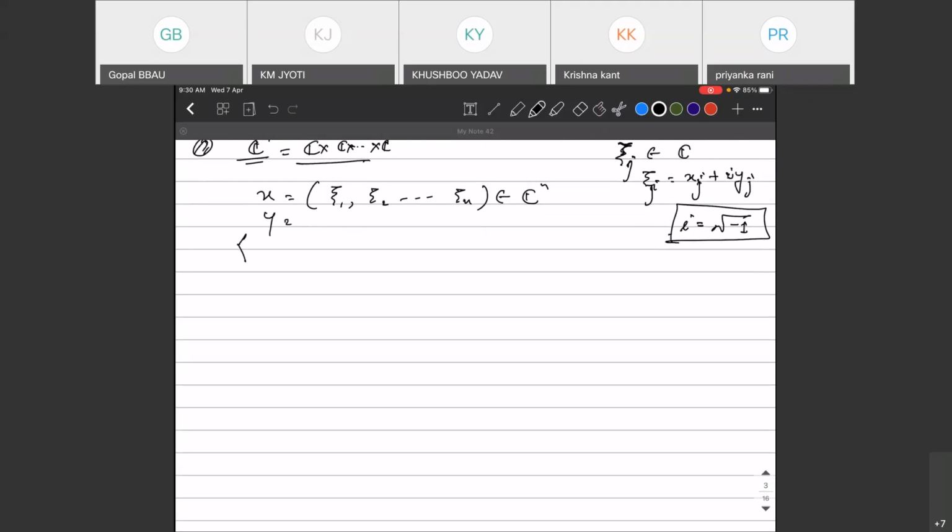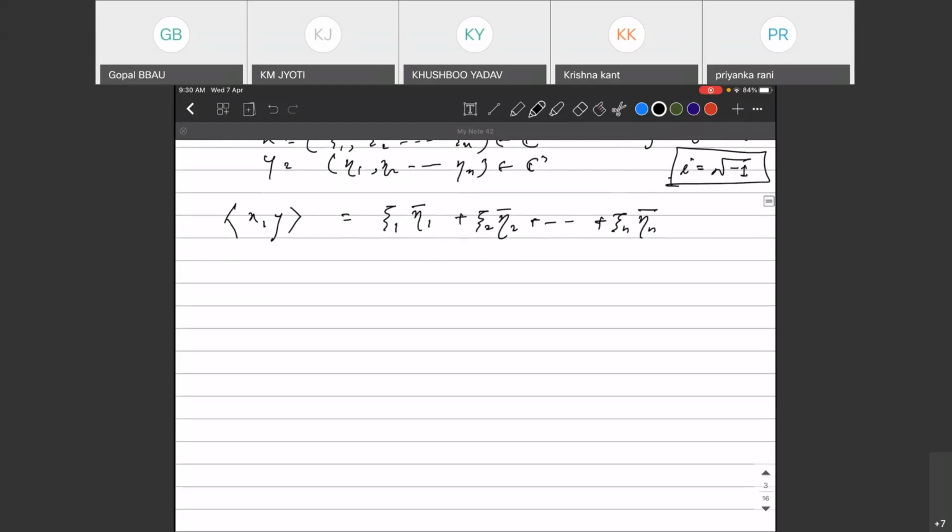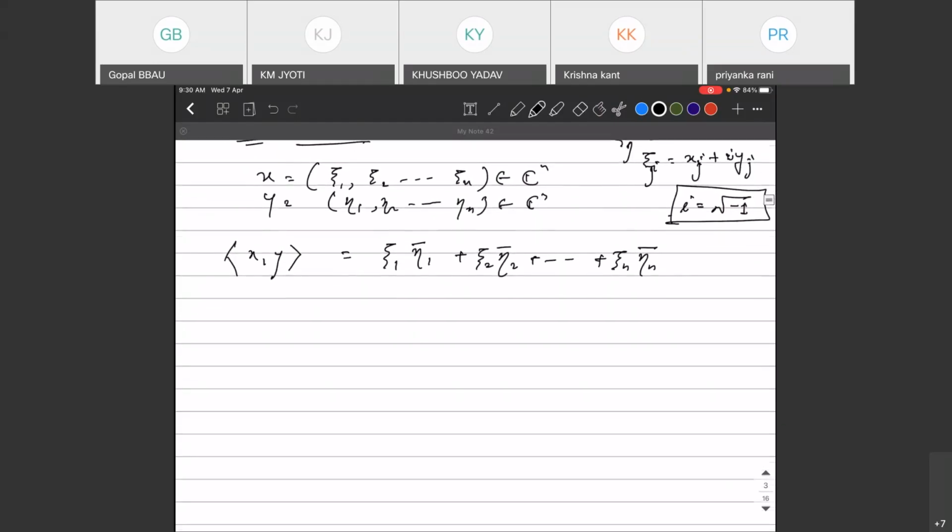Correct. So we take two elements x and y in Cn. Now we define the inner product of x and y. This is given by xi1 eta1 bar plus xi2 eta2 bar plus and so on up to xi n eta n bar. So verify that this is an inner product.